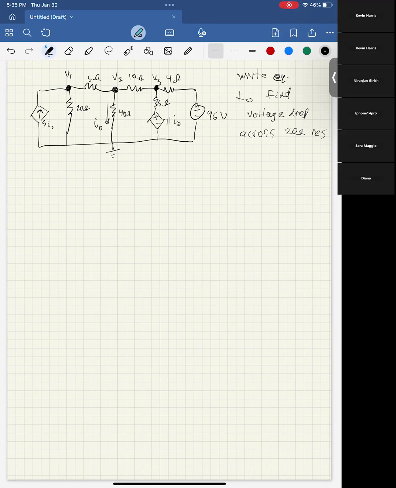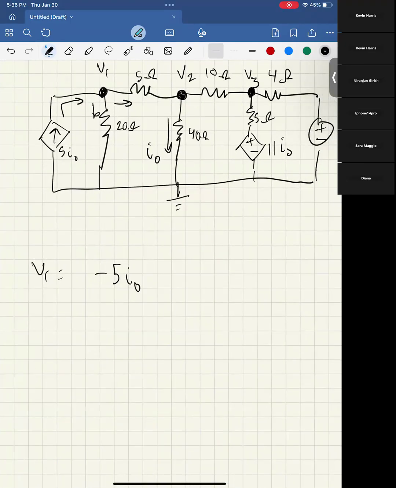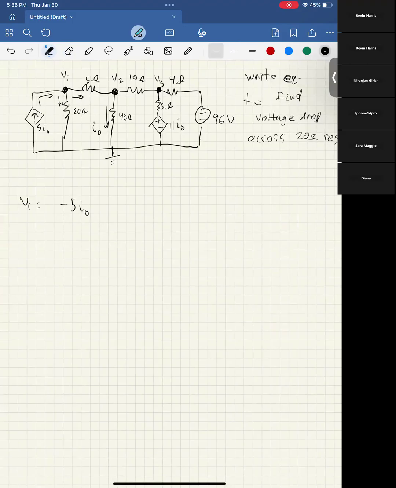And then I'm just going to start writing equations. For V1, we're going to guess out here, because there's resistors, but we know this current source is going in, so that one has to be negative. So it'll be minus 5I0. And again, we know this is a current source because it has an arrow on it. If it has an arrow, it's a current source. If it has a plus minus, it's a voltage source. Don't get that wrong. So we have minus 5I0 plus V1 minus 0 over 20, that's the current going down, plus V1 minus V2 over 5, that's the current going to the right, and that will all equal 0. First equation down.